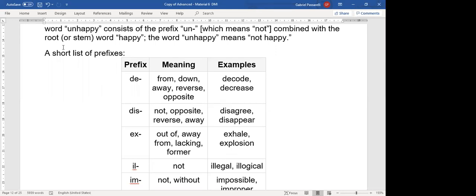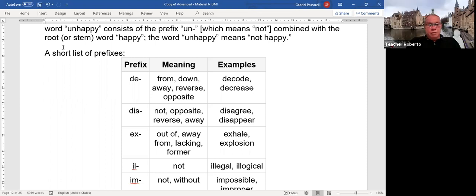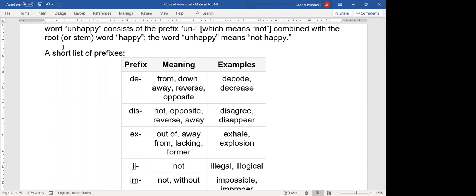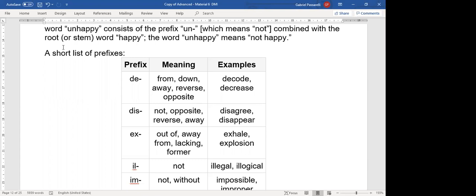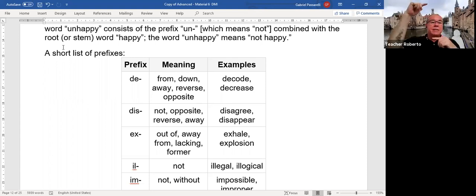De: from, down, away, reverse, opposite. Example, decode, decrease. Code, to code something like a message. You code and you decode, okay? You reverse it. Increase, decrease, okay? So, Erica, what's the other one?